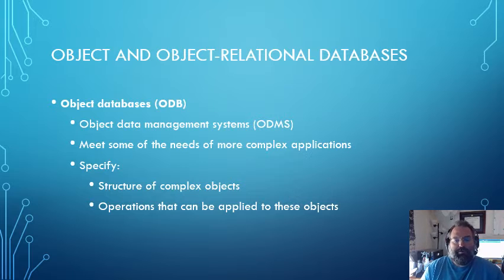Object and object relational databases. Object databases, ODBs, are a type of object data management system, so ODMS. They meet some of the needs of more complex applications. Specifically, they allow you to structure complex objects and operations that can be applied to those objects.